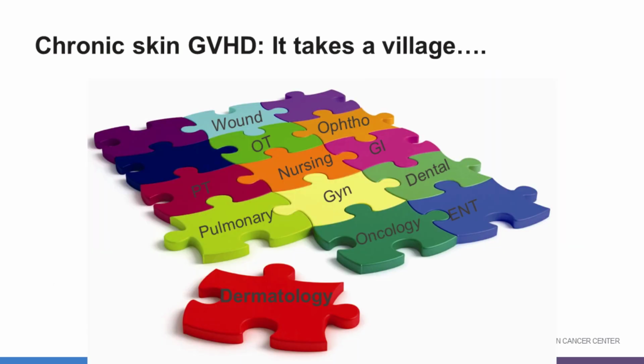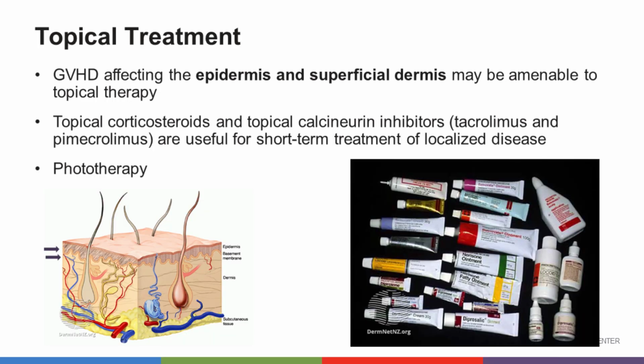So the message I want you to take is chronic skin GVHD, it takes a village of people to take care of this problem. The dermatologist is helpful, nursing helpful, occupational therapy, wound care, that we all work together once we identify graft-versus-host disease to diagnose and treat the patient. Well, I'm going to talk a little bit about treatment. I'm not going to talk about systemic treatment of this. I'm going to talk about topical treatment today.